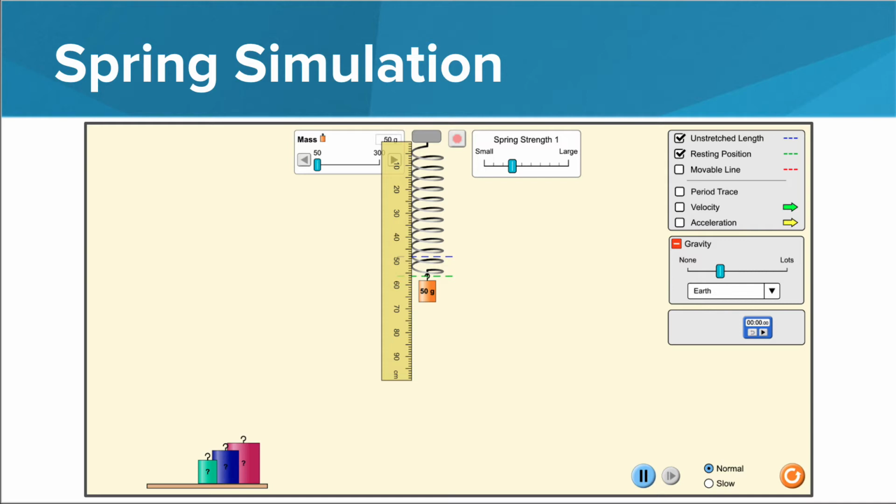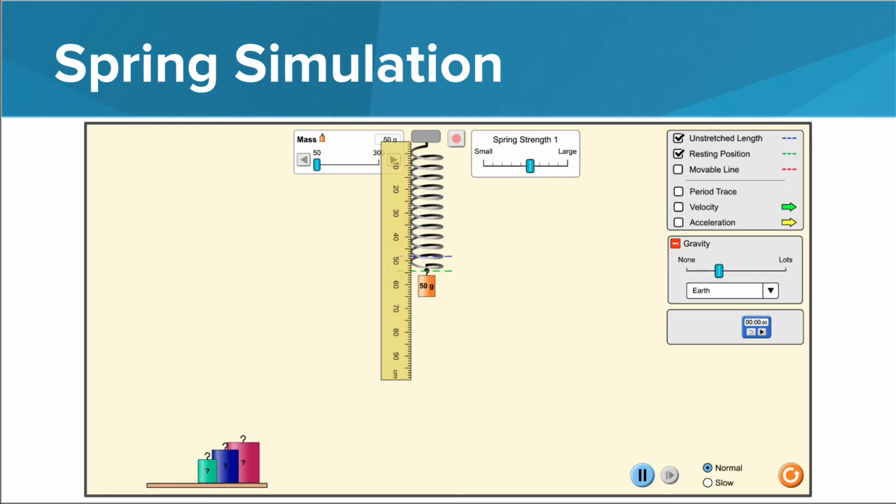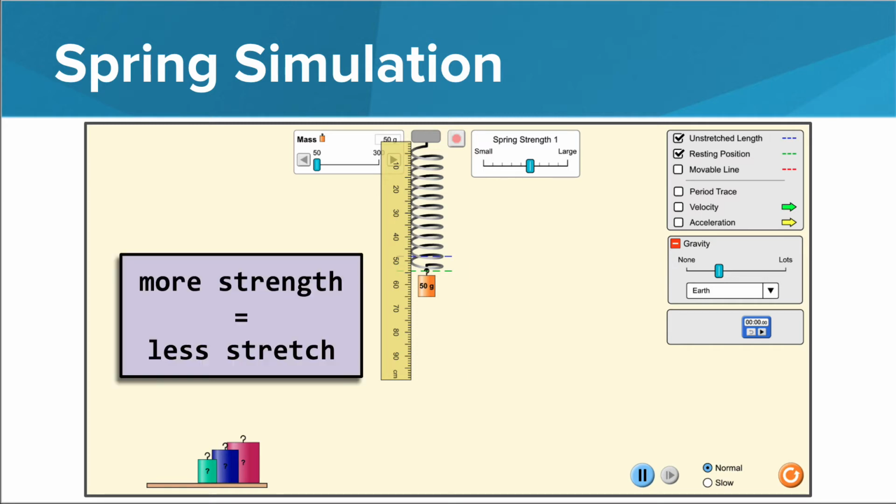Returning back to our 50 gram mass, now we're going to leave the mass the same and only increase the spring strength. If we look closely, the spring actually decreased in stretch. It started at 56 and now it's at 54. In the absence of any other changes, we can conclude that an increase in spring strength will actually decrease the stretch. We didn't notice this before because the effect of the larger mass overpowered it in our first attempt.